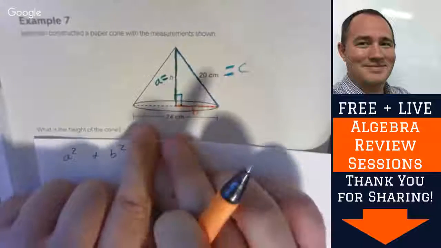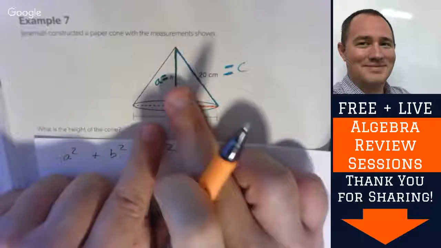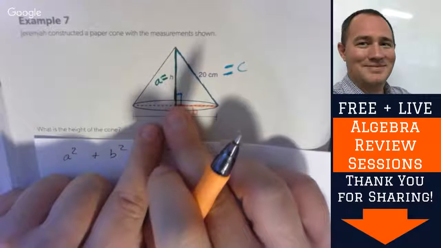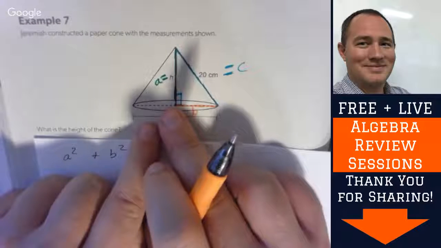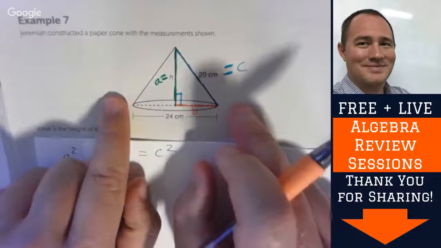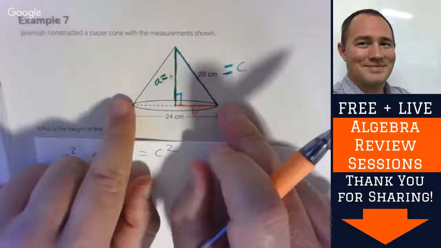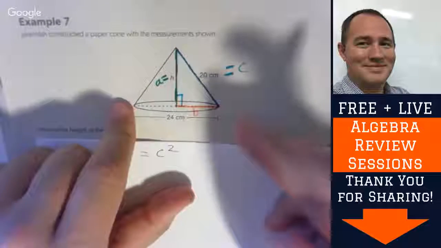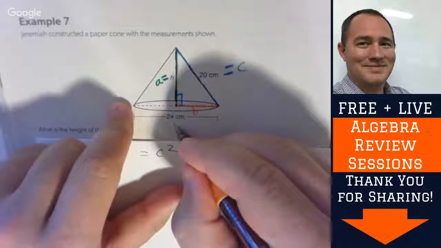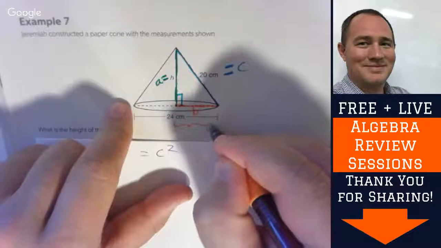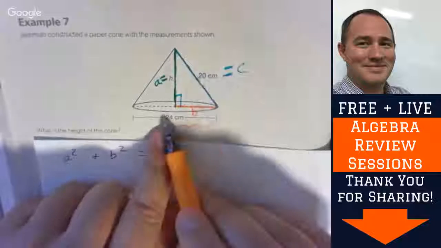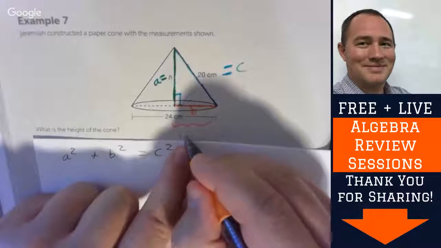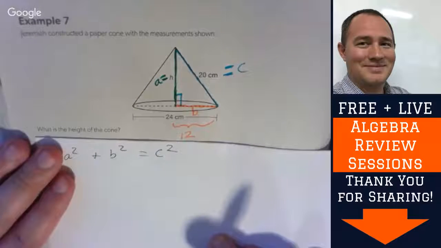One of the properties is, if we drop a line from the top of a cone like this, it's going to hit right in the middle of the base of this cone. So if this whole distance is 24, then half of that distance is 12, right? Kind of gave you the answer early on that one.